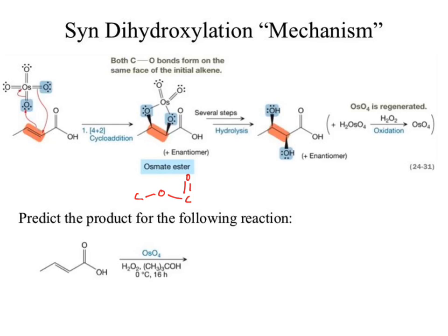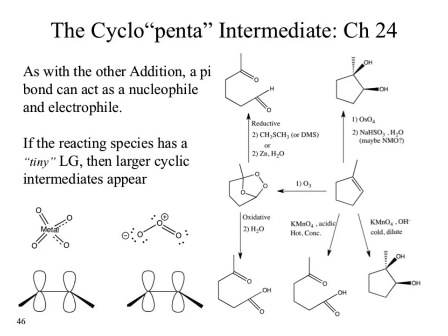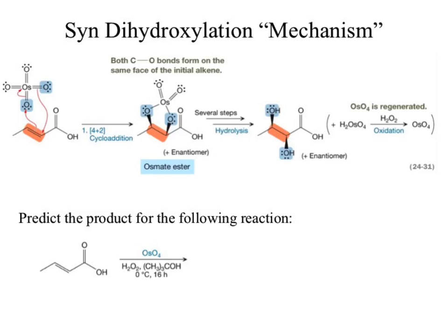Kind of makes sense? Okay, so here's some slide dancing. You see the reagents? OsO4, peroxide, tert-butanol, 0 degrees Celsius, 16 hours, right? Okay, we've got to do some more slide dancing. What does that say? Sodium hydrogen sulfite and water. Maybe NMO, question mark. 1, 2. What does 1, 2 mean? 2 steps. Does it say 2 steps? No. What the hell's going on here?